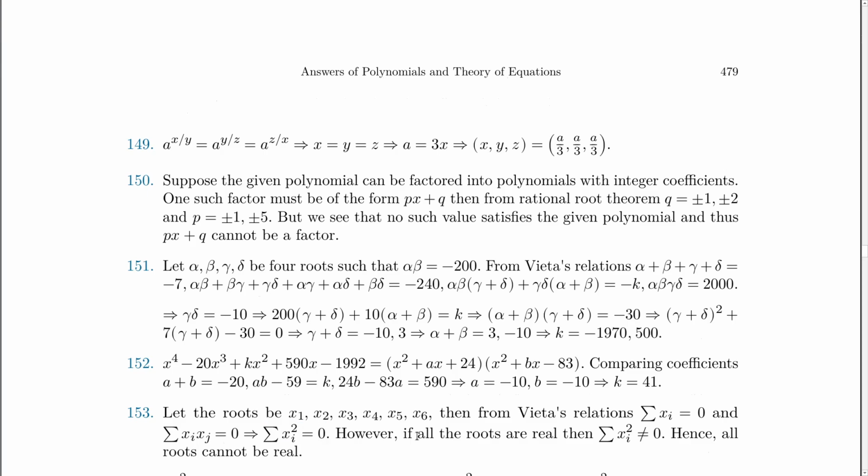Okay. However, if all the roots are real, then sigma xi square cannot be 0. So how sigma xi square is equal to 0 is that sigma xi whole square minus 2 of sigma xi xj is equal to sigma xi square. So if these two are 0, this will be 0. And if all the roots, x1 through x6, are real, then sigma xi square cannot be 0. But this is a contradiction and therefore all the roots cannot be real.